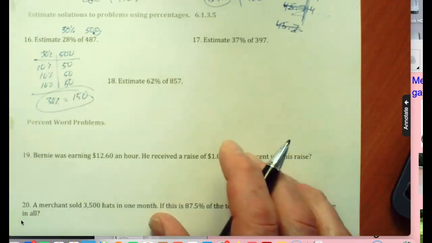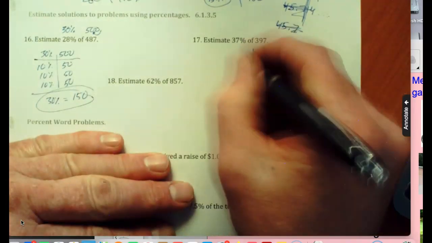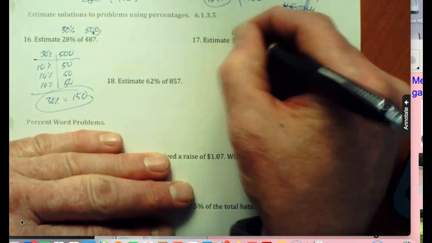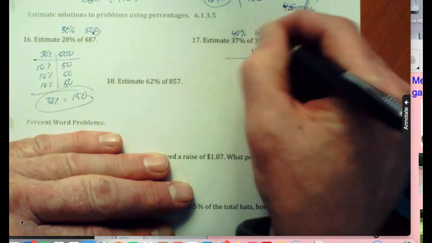30% is equal to 150. Let's do this one over here. We're looking for 37% of 397. So let's call it 40% of 400. Just round up, make it easier.